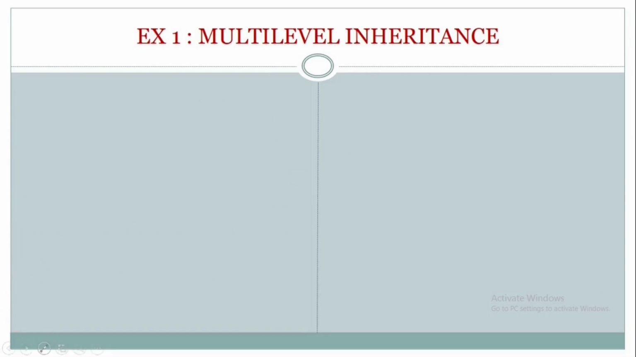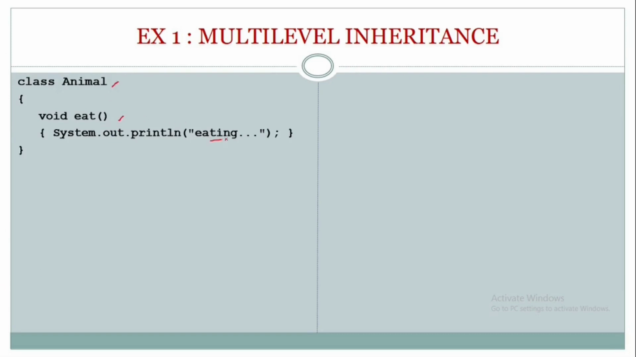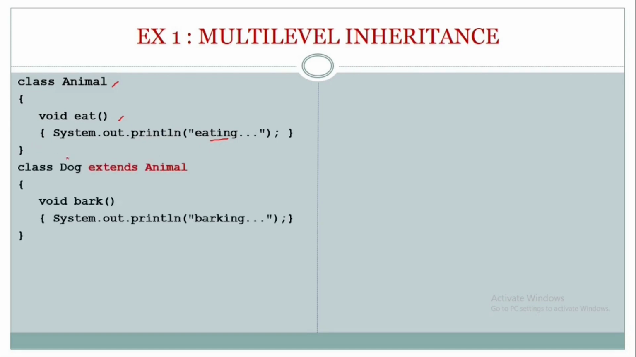Let me take a pen. The class animal has a method called eat, which prints eating. Now I'll be creating one more class called dog, which extends animal, so the dog will inherit the features of animal. And dog has a method called bark, which prints barking.